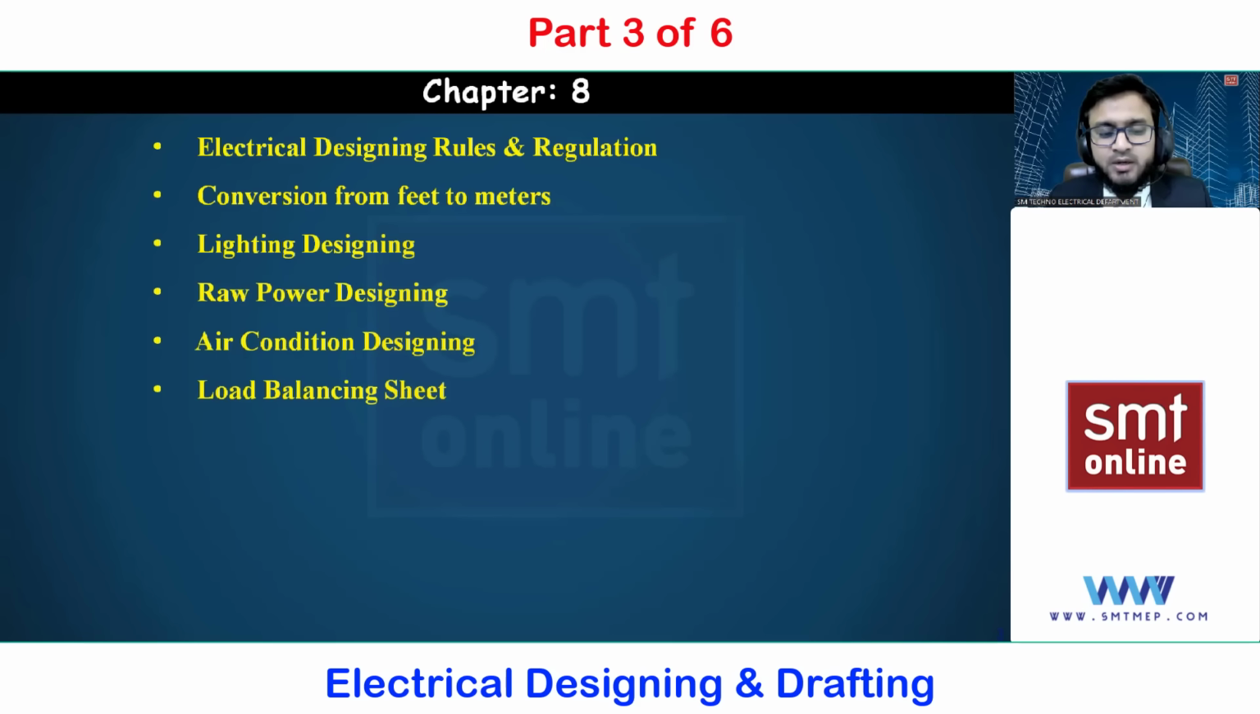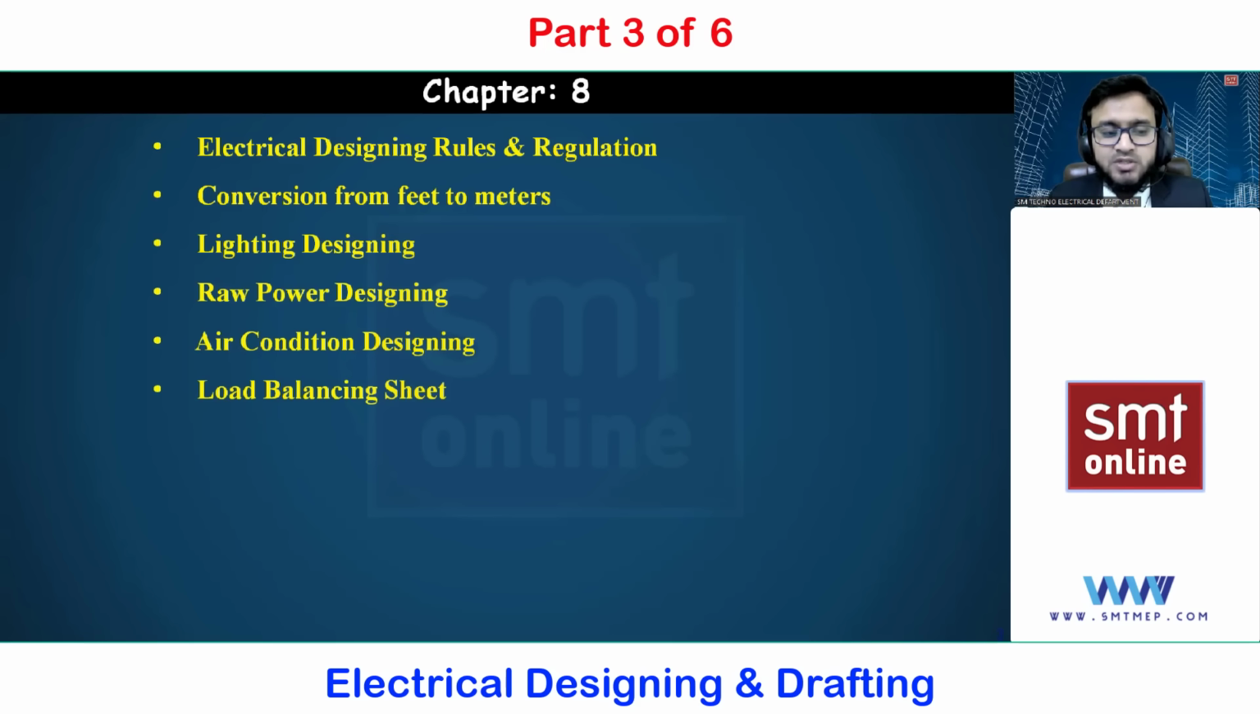Again, talking about the air conditioning system. I repeat again, air conditioning is not a concept of electrical engineering, but if you're working with small projects or any kind of domestic projects, we are going to work with the split AC as well as the window AC.